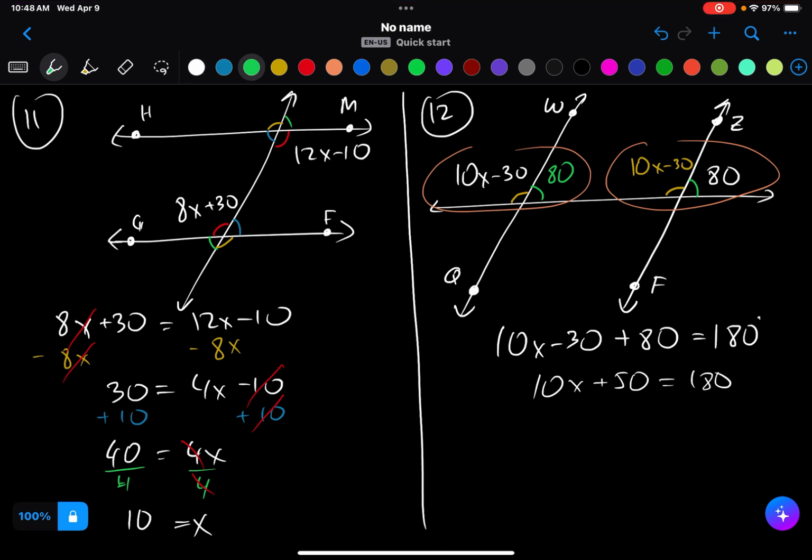And now just solve for x normally. Subtract 50 from both sides to get rid of that plus 50. Boom, boom. And 10x ends up being equal to 130. For the last step, to get rid of that multiplied by 10, we're going to divide by 10 on both sides. So that's gone. So x is just going to be 13. And yeah, we're done with that.